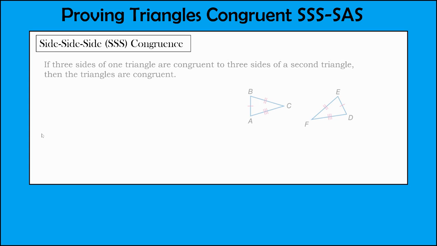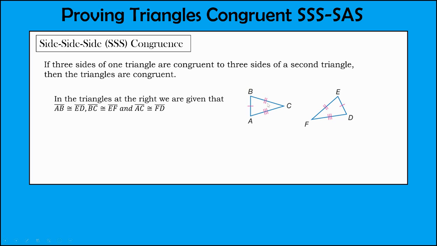Let's look at side-side-side a little bit more in detail. Side-side-side congruence says that if three sides of one triangle are congruent to three sides of another, that's enough for the triangles to be congruent. Here you can see from the drawing that AB and ED are the same length. By the little markings, you can see that BC and EF are the same length, and AC and FD are the same length. They're giving us that in the drawing. Because they give us that much information, we can say these two triangles have to be congruent.